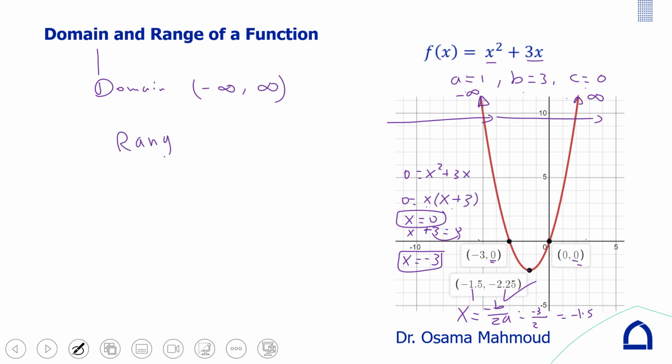The range starts from the turning point, which is minus 2.25, up to what? If you have an arrow, you will reach positive infinity. Because you don't have a hole at the turning point, you can use the square bracket.